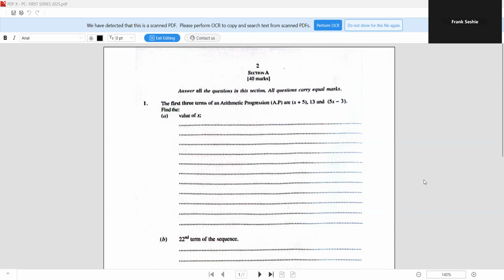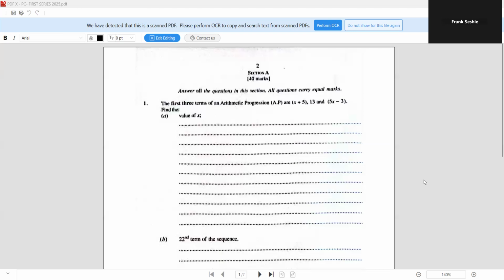Question number 1. The first three terms of an AP are x plus 5, 13, 5x minus 3. Find the value of x. Now, because it's an AP, you know that an AP's unique feature is that it has the same common difference. And how do you find the common difference of an AP? Second term minus first term, third term minus second term should give you the same value as the common difference.